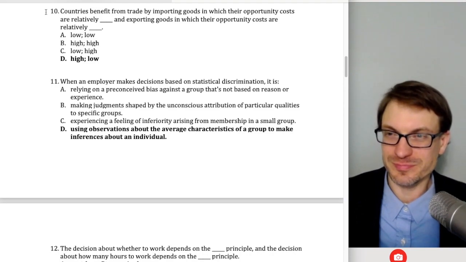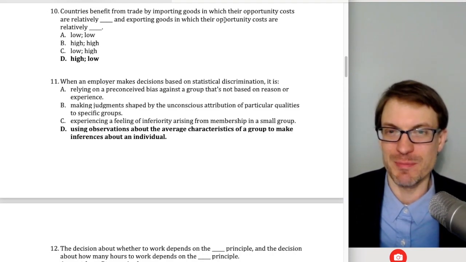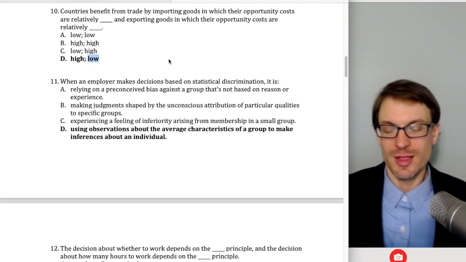All right. So countries benefit from trade by importing goods in which their opportunity costs are relatively high, and exporting goods in which their opportunity costs are relatively low. Yeah.